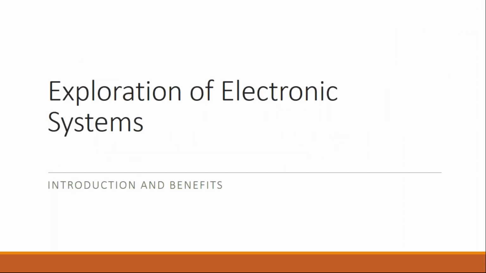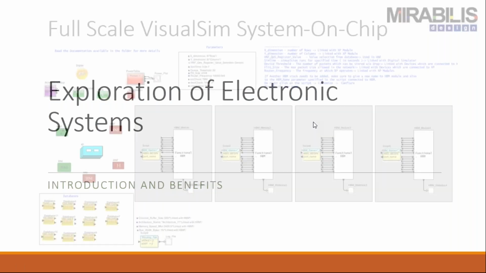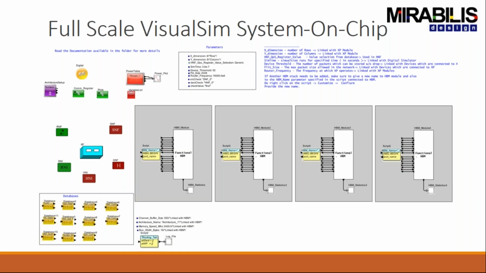So we will be starting off with exploration of electronic systems. What we have here is a full scale VisualSim system on chip implementation. This is the ARM CMN600 network on chip, which has been implemented in VisualSim architect. The catch here is that we can configure it in any way that the user wants. The configuration features range from how many cross points we want in the network, to how many HNFs, how many RNFs, how many SNFs, everything.